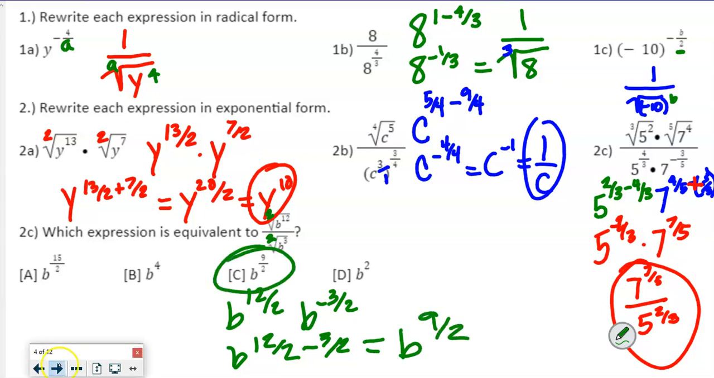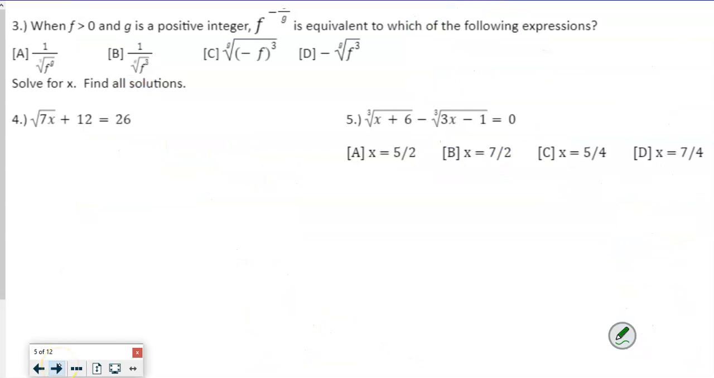That was our answer. Okay, so this next one says when f is greater than 0 and g is a positive integer, and this was a 3 up here, y'all, it didn't come through on my screen, f to the negative 3 over g is equivalent to which of the following expressions? Well, remember, if we have a negative exponent, then we know that our radical is going to end up in our denominator. So we already know that these can't be our answers, right? Remember, again, the 3 is our exponent. The g, the denominator, is our index, right? So this is our answer because g is our index. Y'all see that? The g right here goes right there. That's what it was, okay?